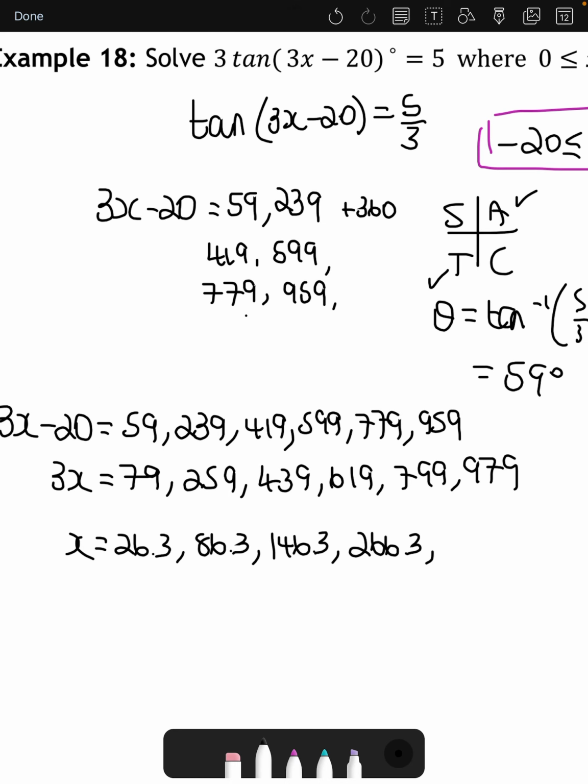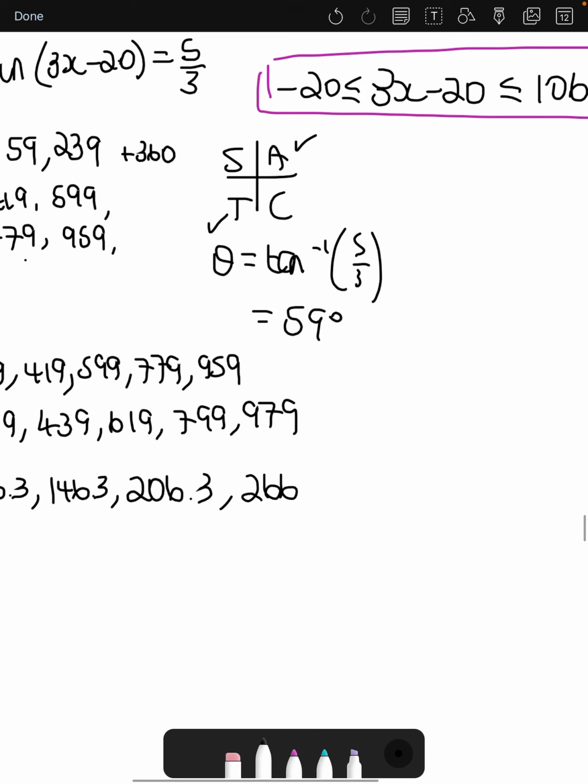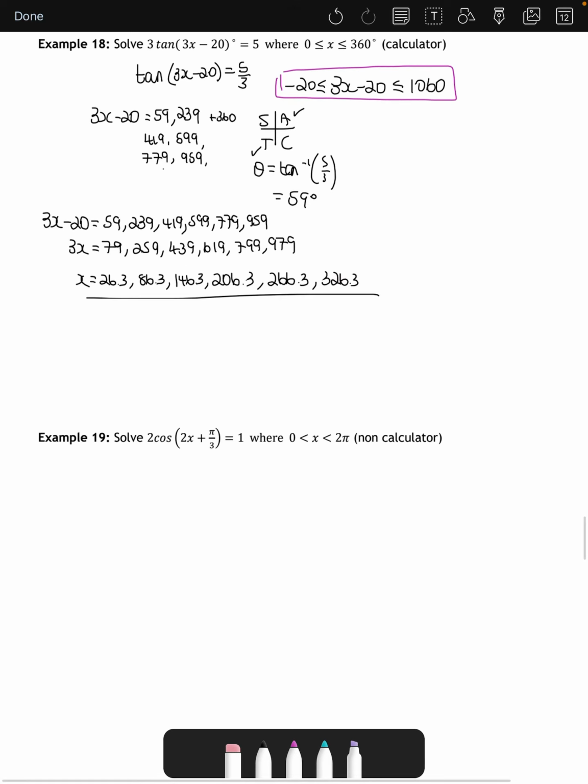One, two, three, four. I'm missing one. What have I missed? No one there. There we go. 6 values. Okay, so take care of obviously your calculator. Main thing is knowing how many values you're looking for. Really use that boundary to kind of keep you going. Right, next one, number 19.